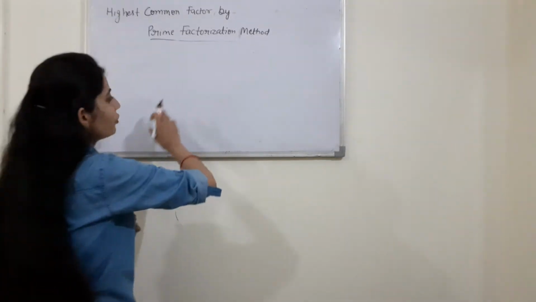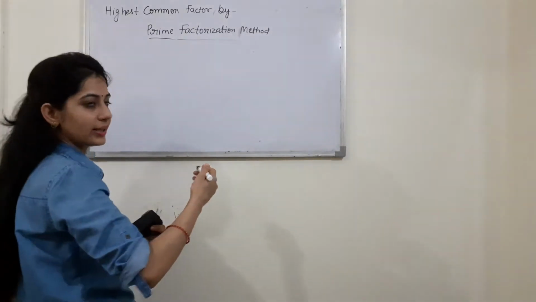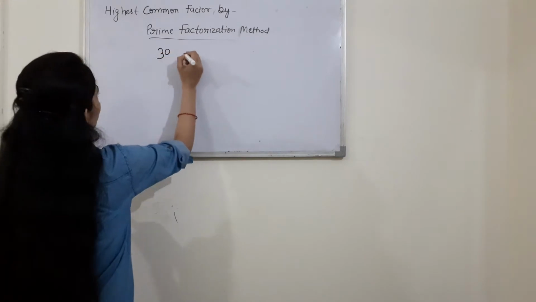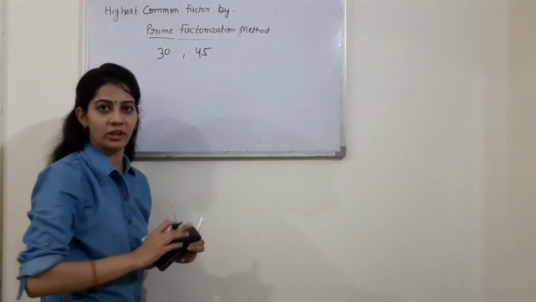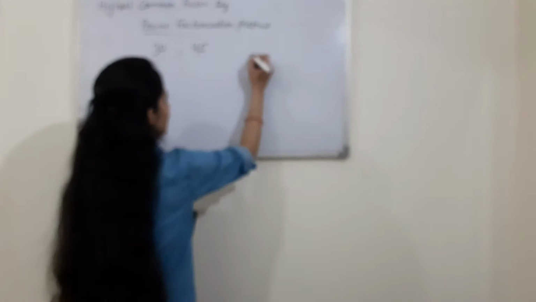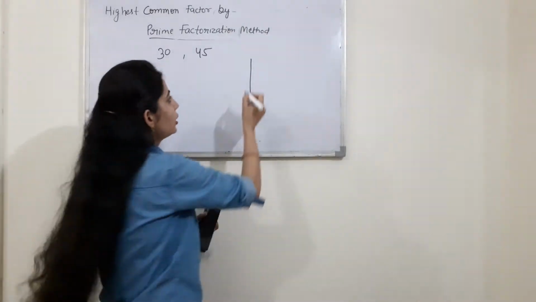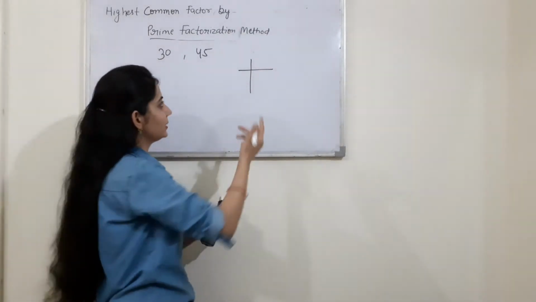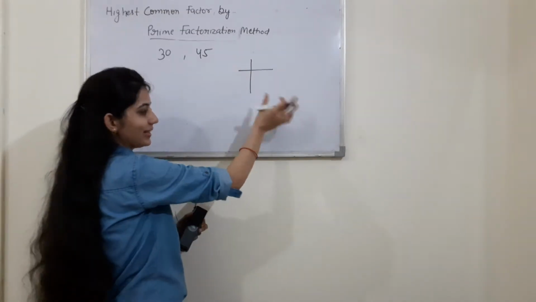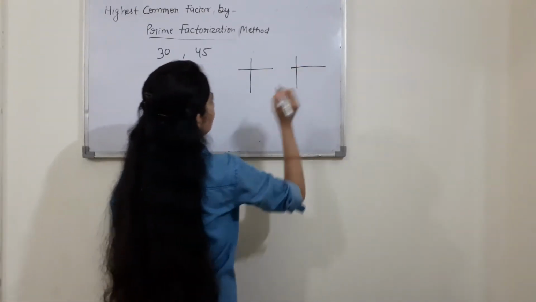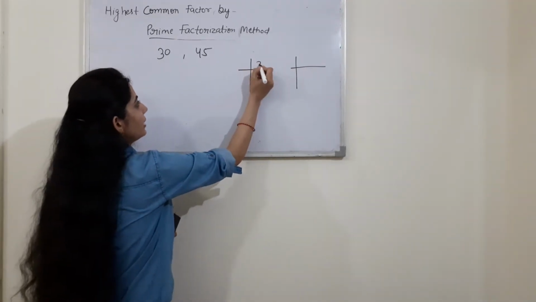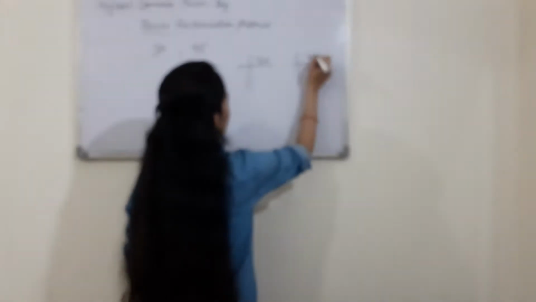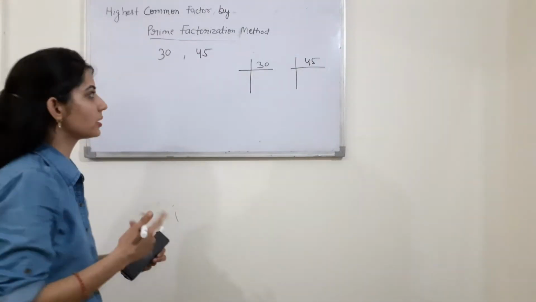Now see how we will solve this. Let us take one example. Here I want to find out the HCF of 30 and 45 through the prime factorization method. So now see how we will do it. As I have said, we will prime factorize the numbers. So we will make a format like this, horizontally, like a plus sign. Now we will write the numbers individually in these formats, okay.